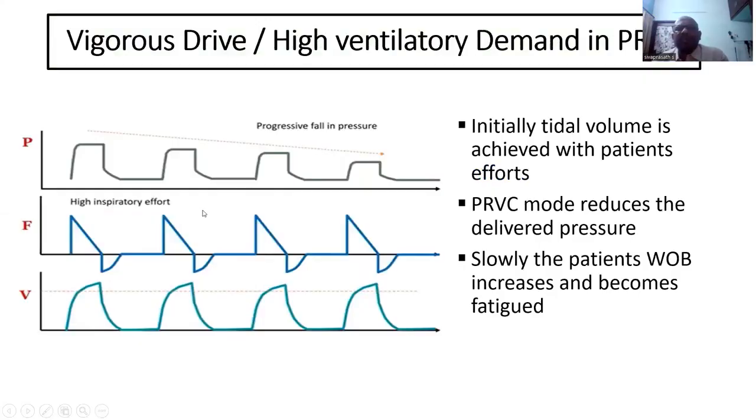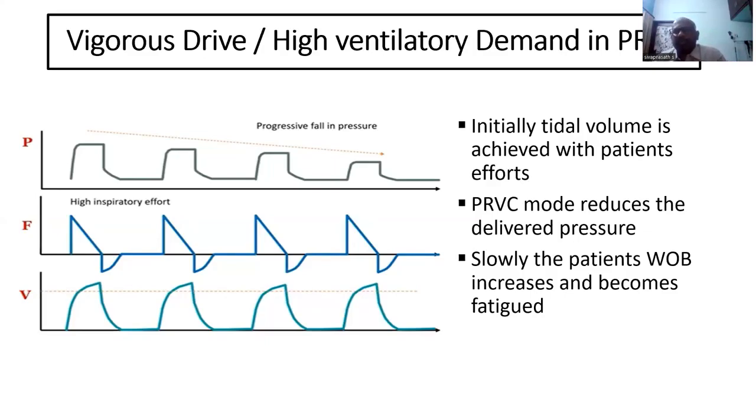So when the patient is starting to recover and is having a vigorous drive or high ventilator demand, because of his effort, he will initially achieve the tidal volume you have set. Remember, in PRVC, I already told you tidal volume is set. So he will somehow achieve the tidal volume. The ventilator will think he is recovering well and will start to reduce the pressure. As the pressure reduces over a period of time, he will have less pressure assistance to take that tidal volume. He will become fatigued. So this is one disadvantage of this mode.